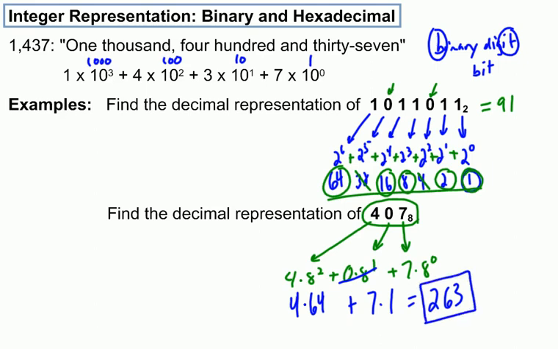Okay? So converting from another base other than 10 to base 10 is really just about writing out each digit as the base raised to a different power, moving from right to left. Okay? Mostly you should focus on doing this for binary strings.